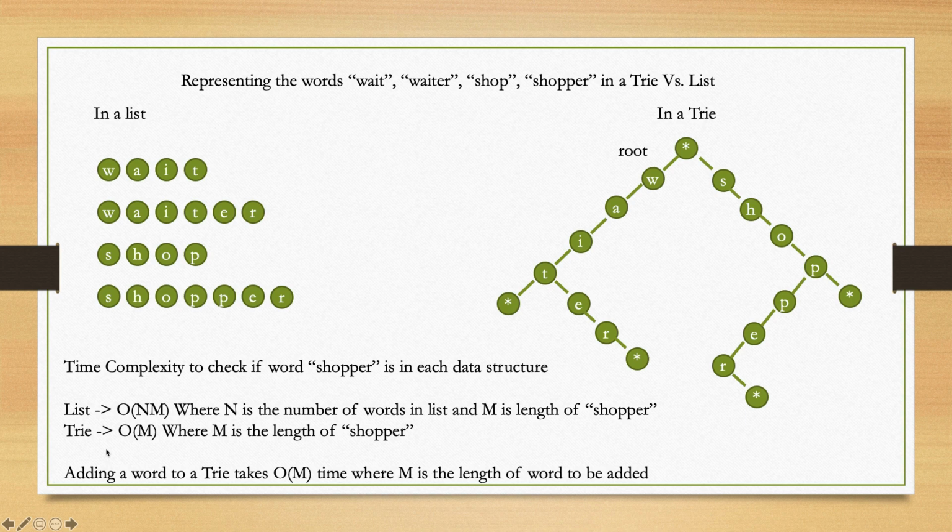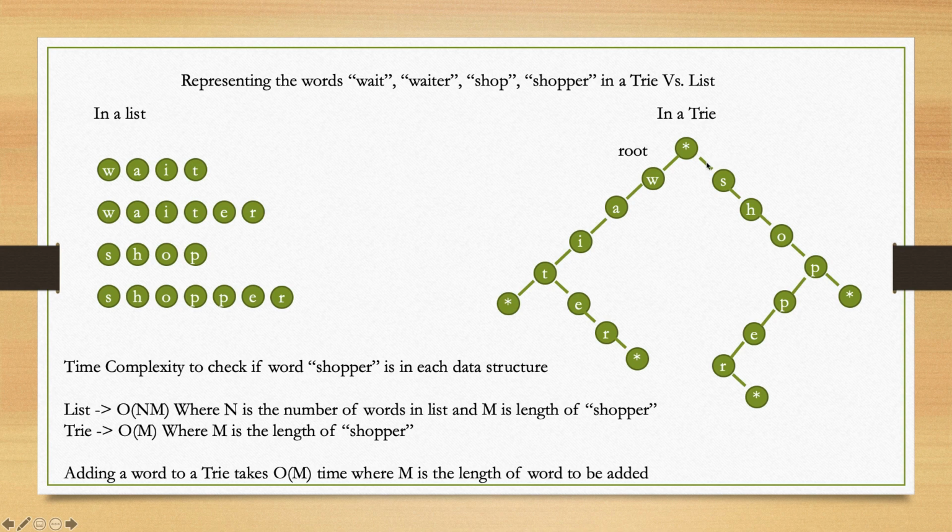In a trie, you have better time complexity because you don't have to do all these unnecessary computations. In a trie, checking to see if a word is in there or not is O(M), where M is the length of the word you're looking for. Because what you do is you start from the root, and you check to see if the first letter you're looking for is a child of the root. So maybe we're looking for shopper, and we see that S is there. And then you go down to H, then O, then P, then P, then E, then R.